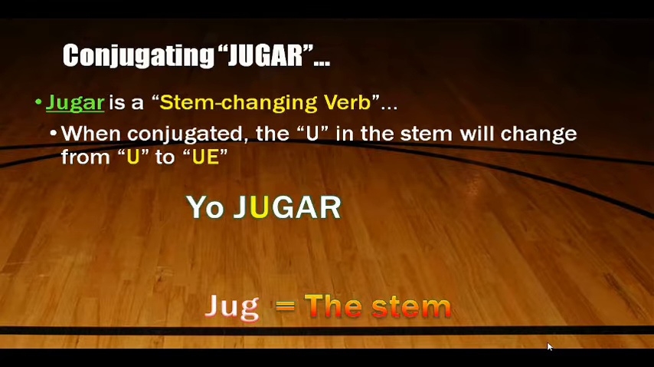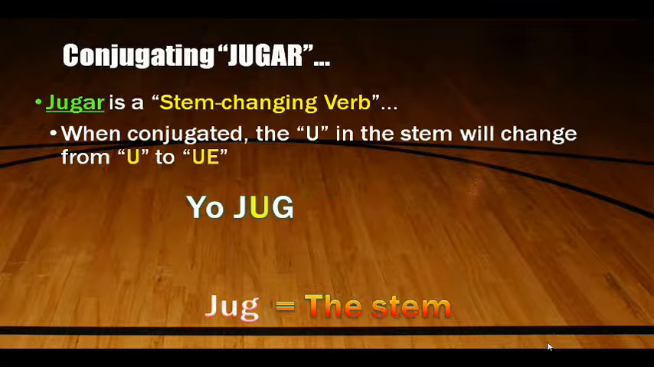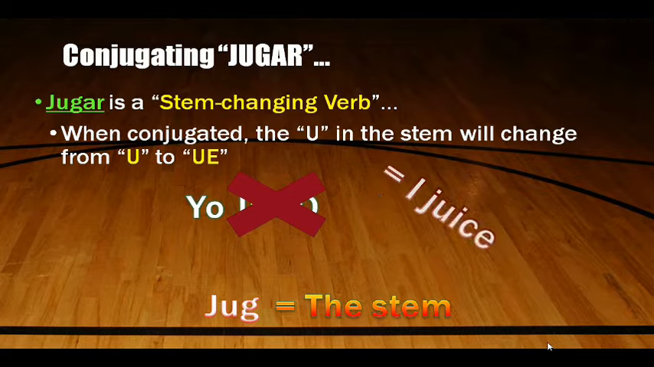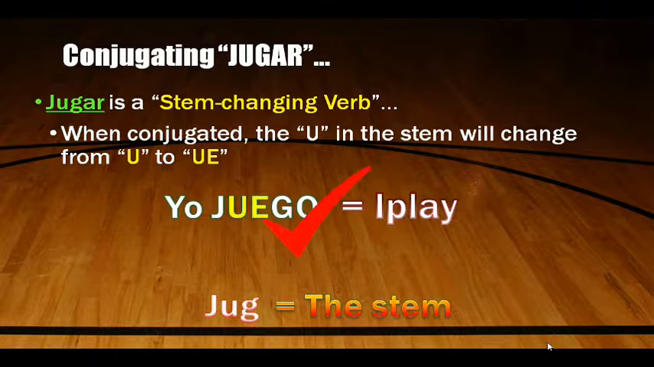For example, if we wanted to say I play, we have yo jugar. Well, first we have to drop the ending. Normally, in a present tense conjugated AR verb, we would simply just add the O. However, we cannot do that with this verb because what we have just then said, yo jugo, jugo is juice. So then we've said I juice, which doesn't make sense. That's not what we intend to say. We want to say I play. Therefore, we are going to change the U to a UE. So now we say yo juego. And now this means I play. And we have just conjugated our first stem-changing verb correctly. Yo jugo is I juice, so we don't say that. We say yo juego, I play.